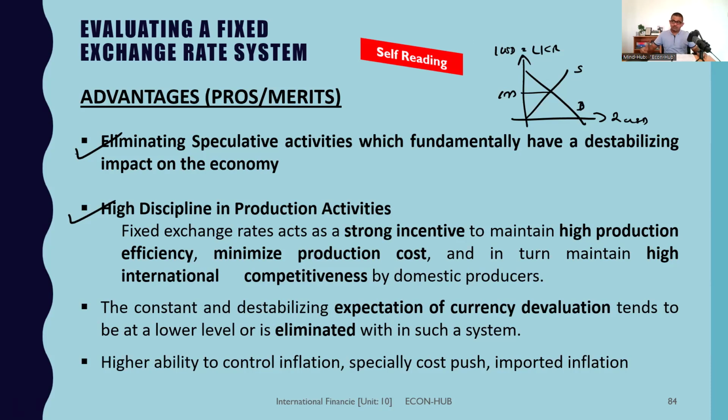So we are now exporting less. Listen, we are now exporting less because our exports become expensive. Our export competitiveness has reduced. So now we are exporting less, meaning exports represent what here in this demand supply diagram? What does exports represent?